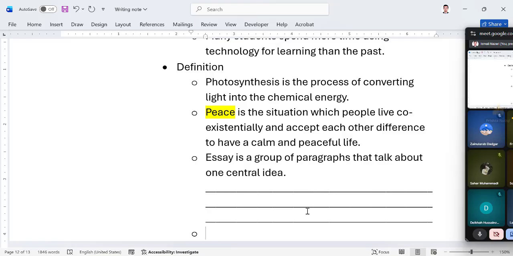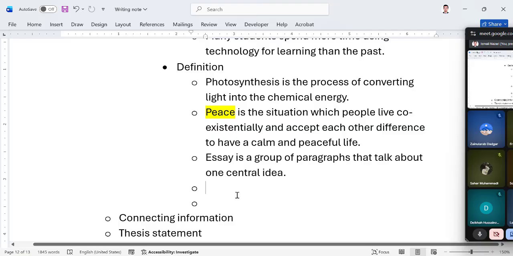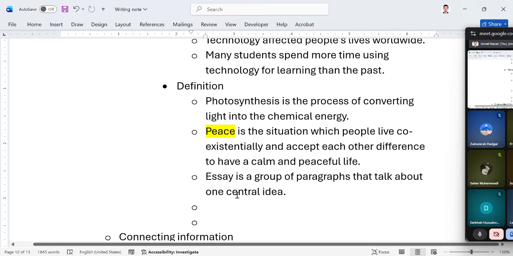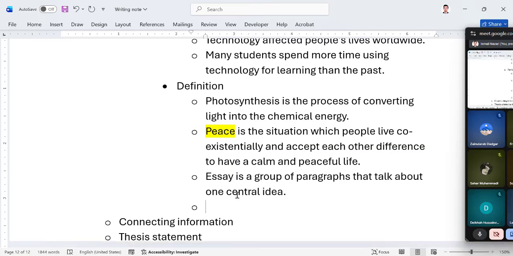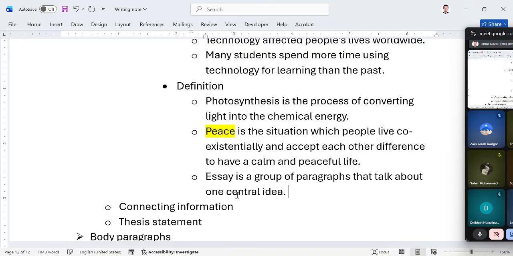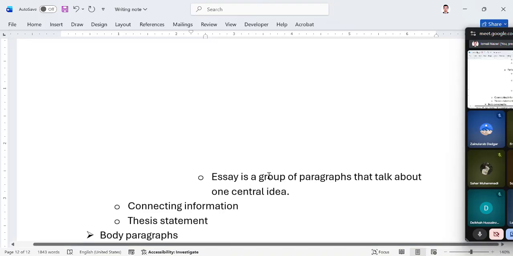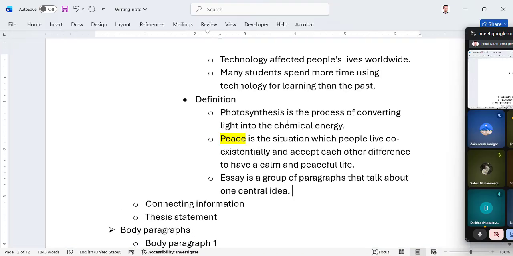Okay. So this is how the hook can introduce a specific point of view, and then the rest of the essay will go ahead to talk about it. So up to here, is there any question?